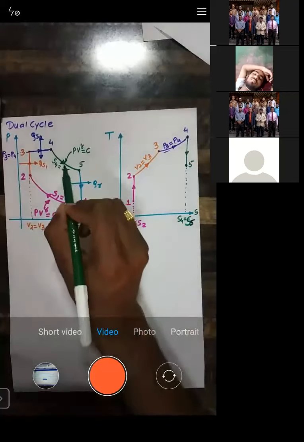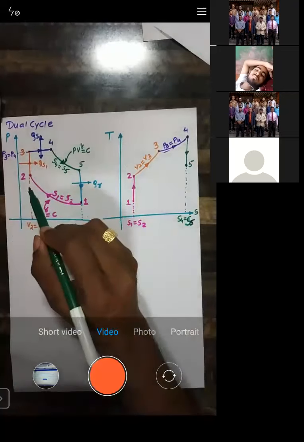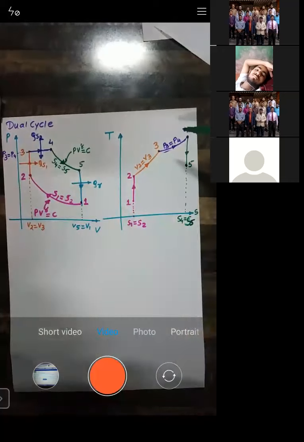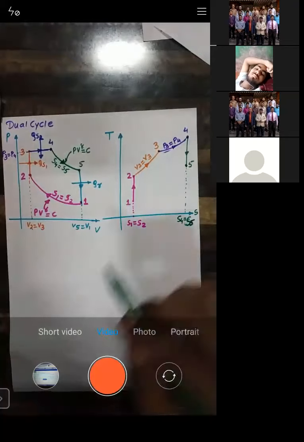But as it's an expansion, what happens? During expansion, the temperature drops down. By keeping the entropy constant, we are expanding it, so as a result the temperature will drop down.